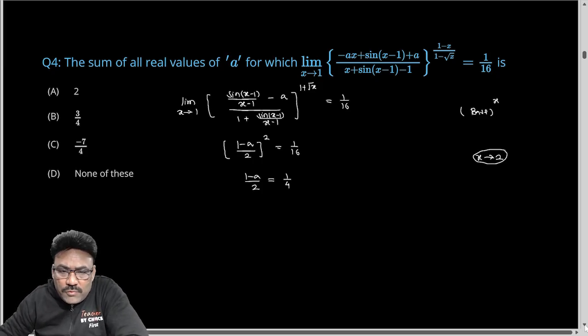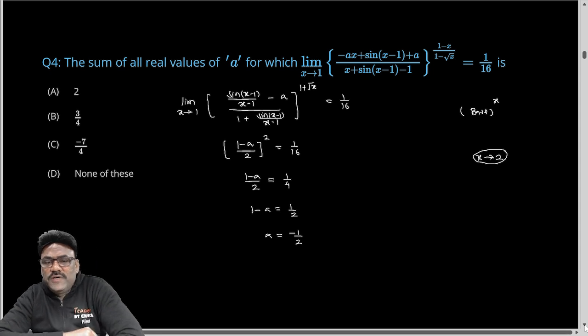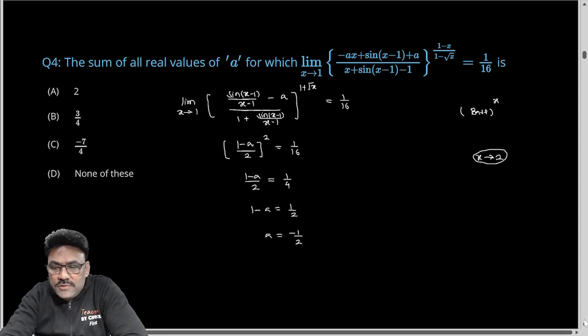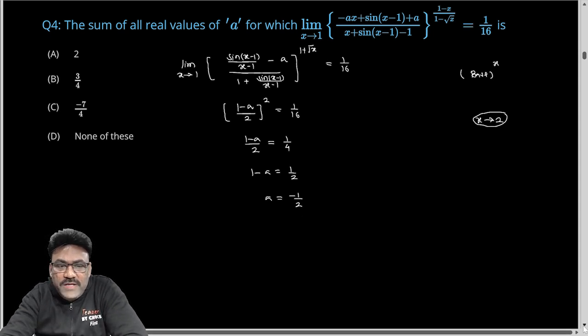So this gives you 1 minus a is equal to half. So a will be minus half, which means you are getting only one value of a. The sum of real values of a is minus half, which is not there in the options. So hence D is the correct answer here.